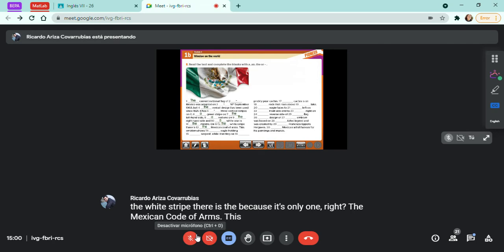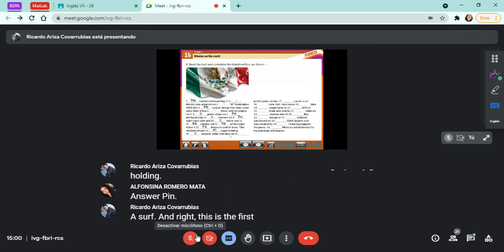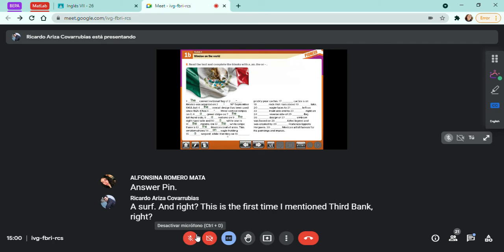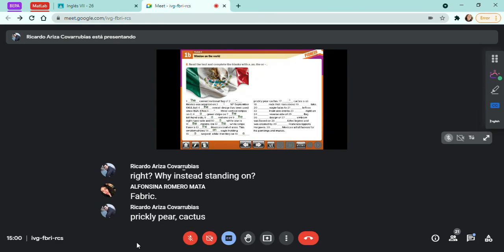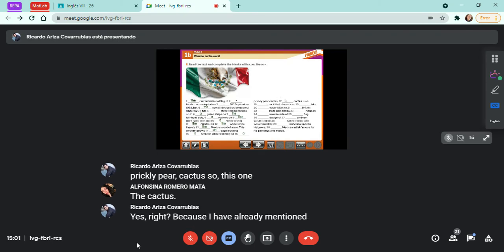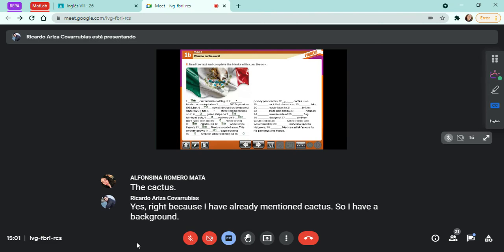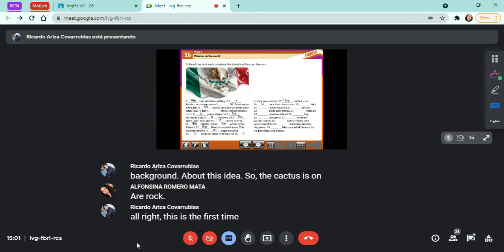This emblem shows an eagle, pretty good, holding a serpent, right? This is the first time I mentioned serpent, right? While standing on a prickly pear cactus. So this one? The cactus. Yes, right? Because I have already mentioned cactus, so I have a background about this idea. So the cactus is on a rock, right? This is the first time I'm mentioning rock.